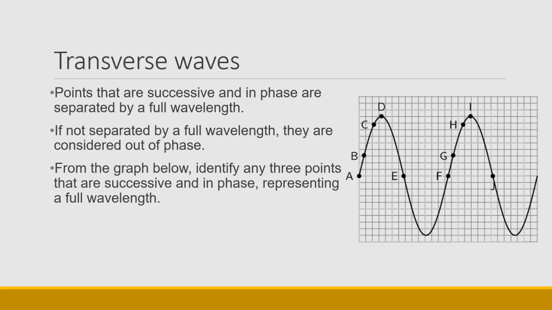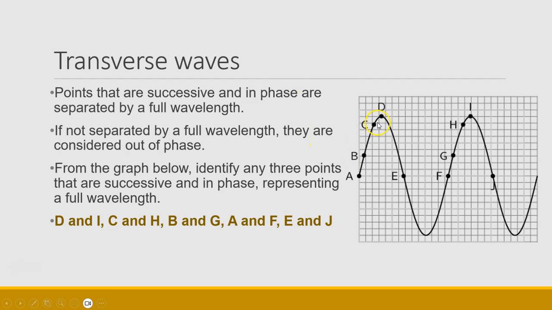So from the graph below, I'd like you to identify any 3 points that are successive and in phase, meaning that they represent a full wavelength or a full cycle. So I came up with these: D and I, C and H, B and G, A and F, and E and J. All of these points represent a full wavelength, so they're in phase.